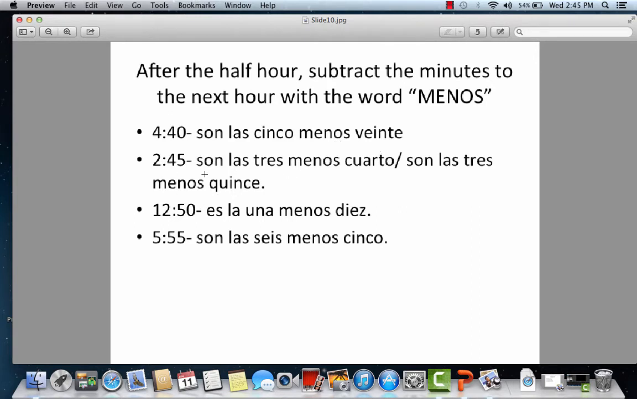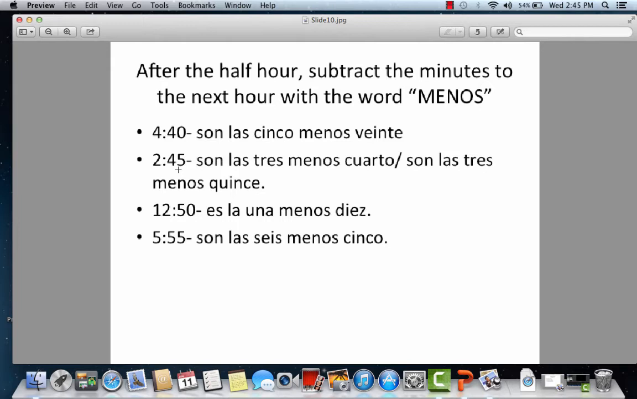Let's take a look at 2:45. When you look at this, you can say it is 2:45, or you can say it is quarter till 3, or you can also say it is 15 minutes till 3.